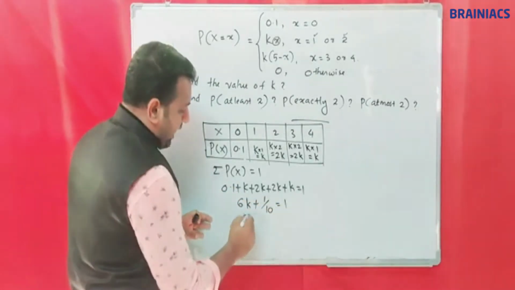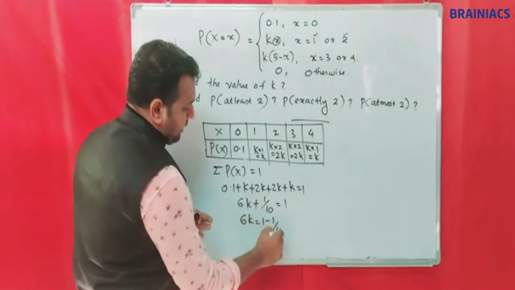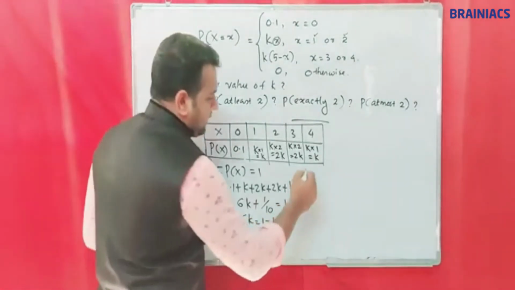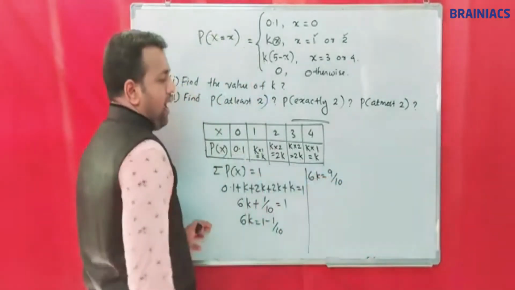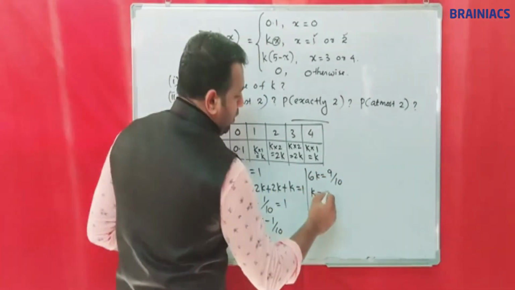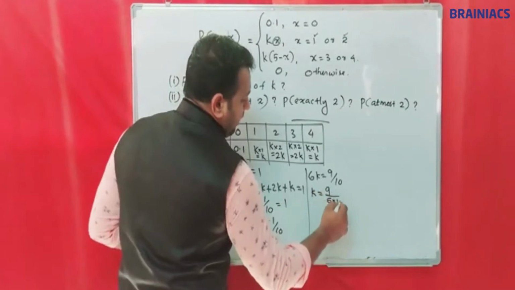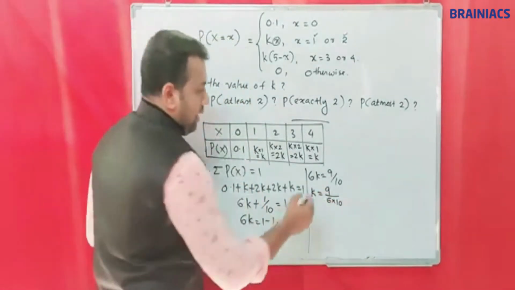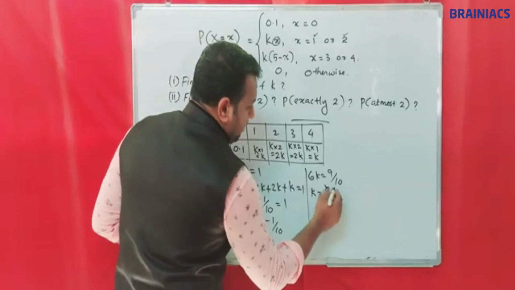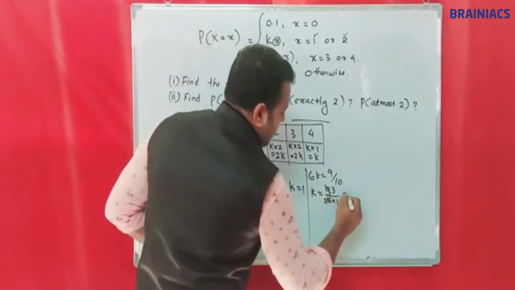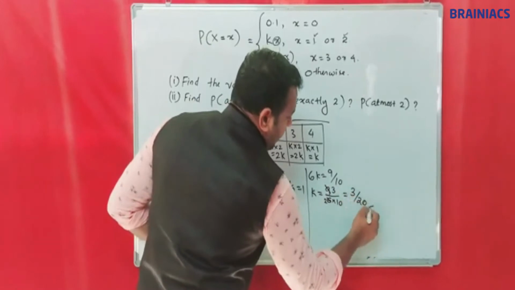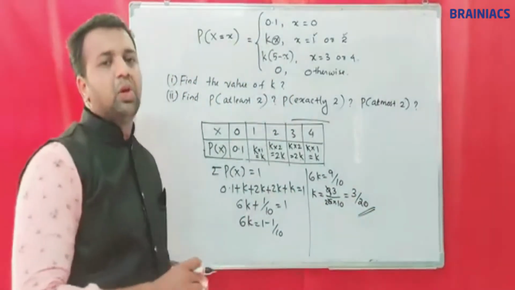So 6k is equal to 1 minus 1 by 10, and 6k is equal to 9 by 10, and k is equal to 9 by (6 into 10), right? 9 and 6 can be simplified by 3, giving 3 and 2. So the value of k will be 3 by 20. Okay, 3 by 20 is the value of k.